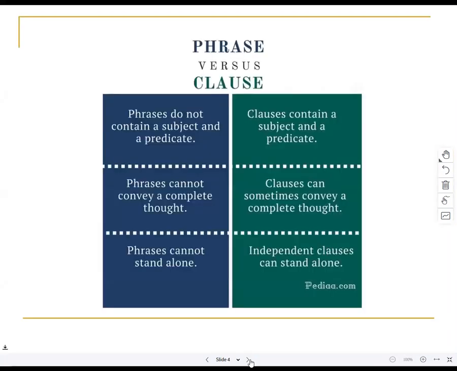Right? Again, this is a chart that describes the difference between a phrase and a clause. Phrases do not contain a subject and a predicate. Clauses contain a subject and a predicate. Phrases cannot convey a complete thought. Clauses can convey sometimes a complete thought. Sometimes, in a sense, because if there is a dependent clause, then it cannot have a full meaning. Independent clauses can stand alone. However, phrases cannot stand alone.